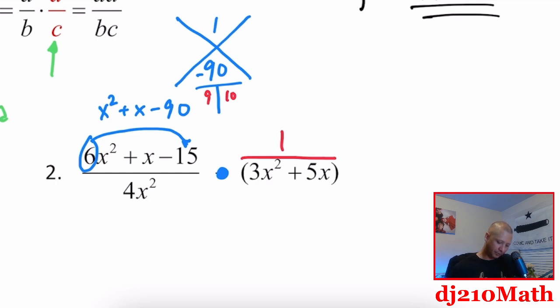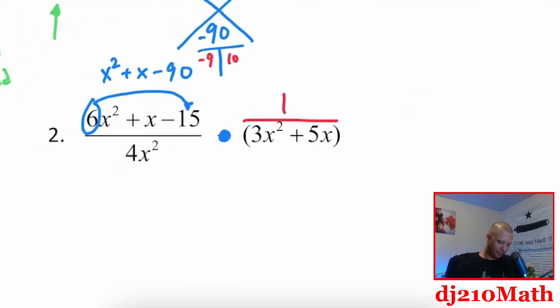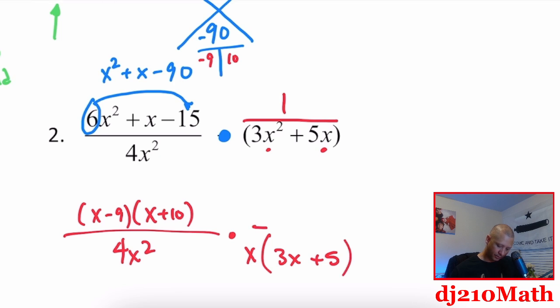One of them needs to be negative, the small one. So this is going to be in the numerator. This one, because I'm getting scrunched up here, I am going to rewrite it. So the top is going to be x minus 9, x plus 10. That's the numerator. Over 4x squared. Times. Okay, what can we factor out here? In the denominator, the only thing that's common to both is just 1x. So x, 3x plus 5. This is all under 1.